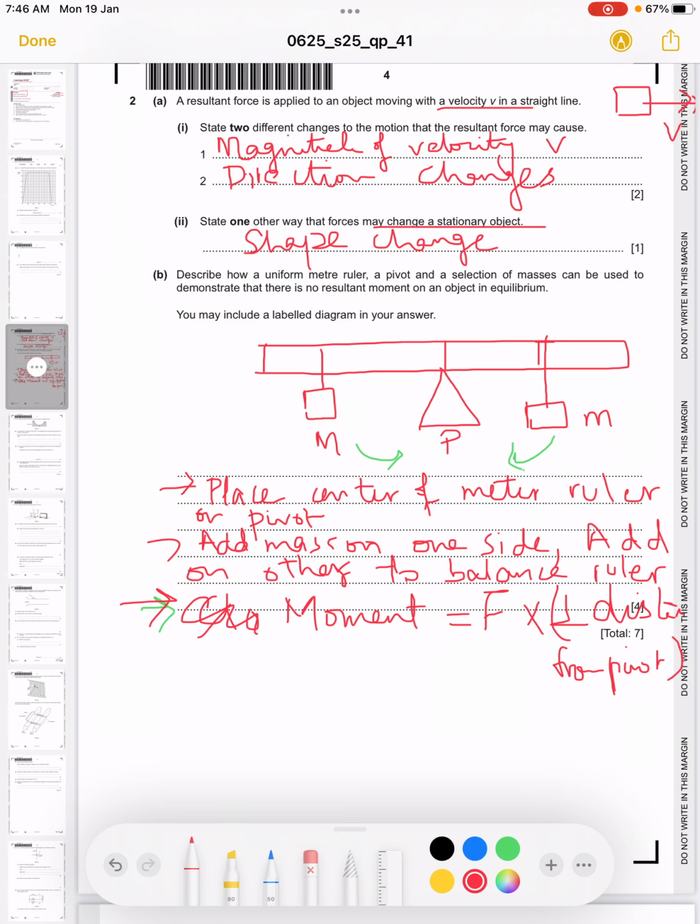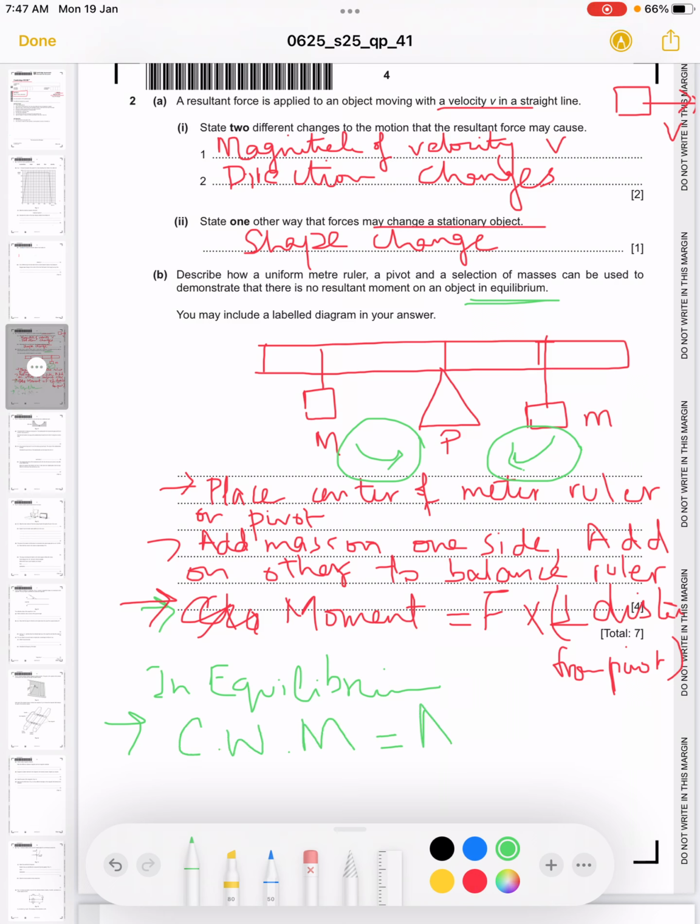So here in the question they give you an equilibrium condition, that there is no resultant moment on the object in equilibrium. So in equilibrium, we know that the clockwise moment equals the anti-clockwise moment. I am just writing the shortcut, you can write the whole words.